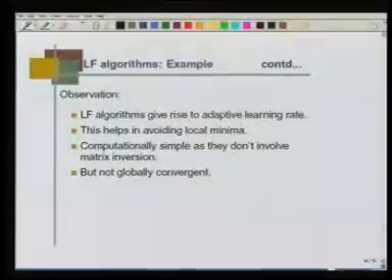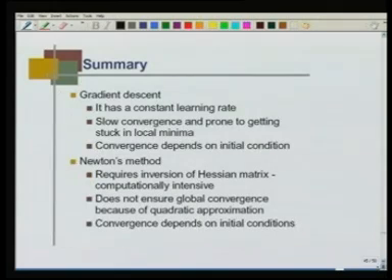So, finally, the observation is that the Lyapunov function algorithm gives rise to adaptive learning rate. This helps in avoiding local minima, and is computationally simple as it does not involve matrix inversion, but it is not globally convergent. Finally, the summary: gradient descent has a constant learning rate, slow convergence, is prone to getting stuck in local minima, and convergence depends on the initial condition.